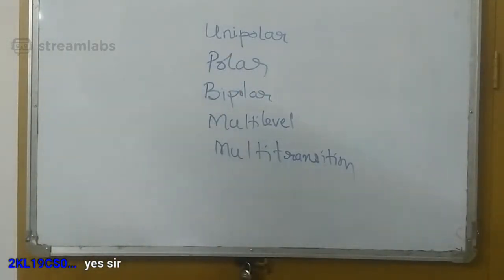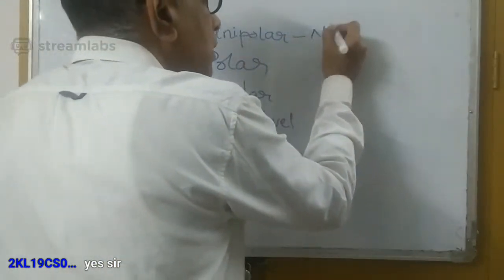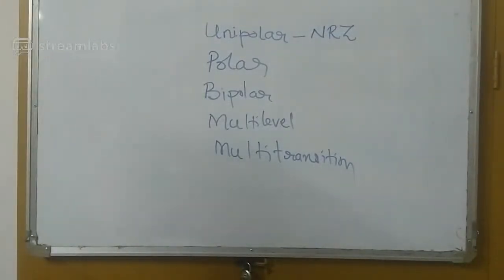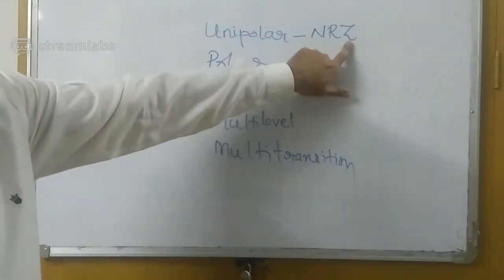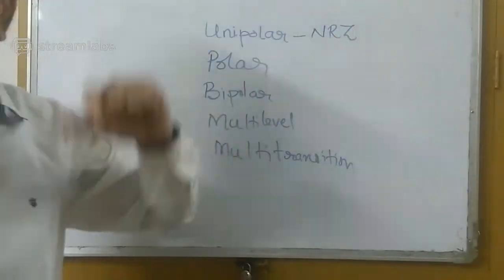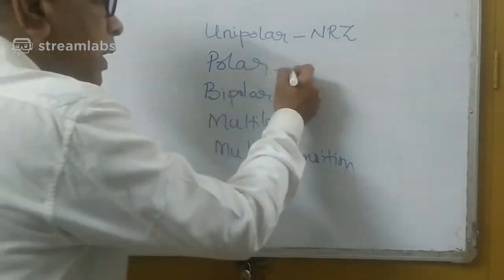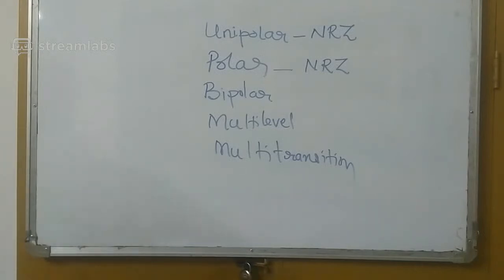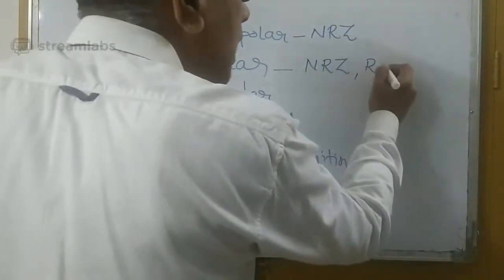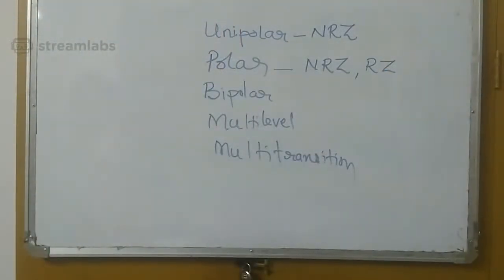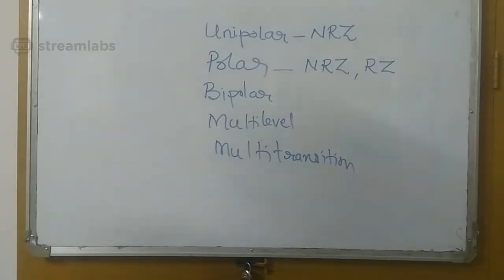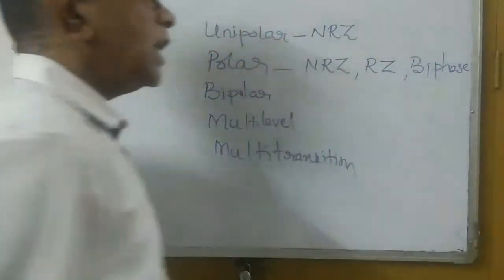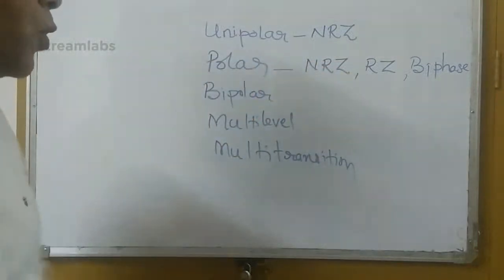Now the first scheme, unipolar, we are talking about the NRZ scheme. What exactly does NRZ mean? Non-return to zero. I am going to describe how exactly they work. The second one is polar, where again you will come across non-return to zero, NRZ. There is one more scheme known as the RZ scheme. The third one is biphase. These are the three schemes we will discuss under the polar category.